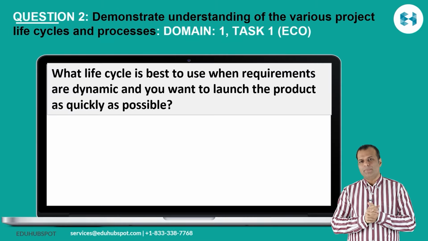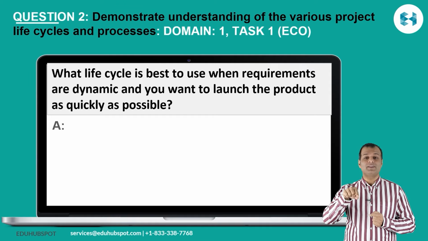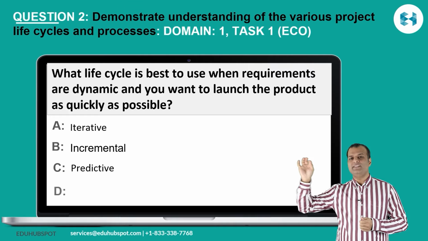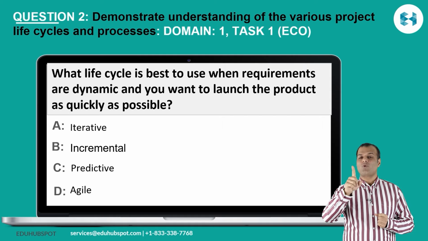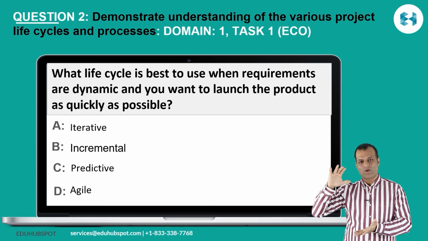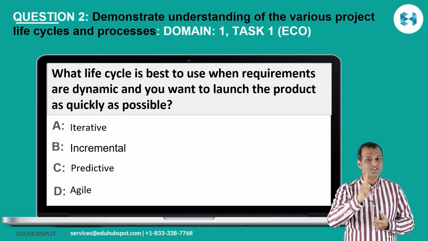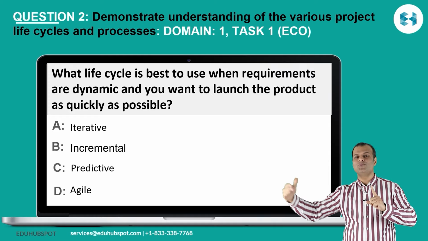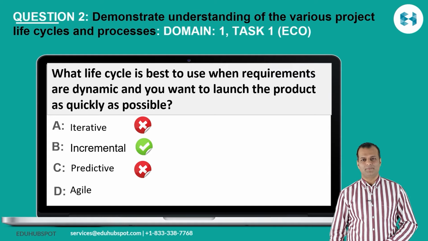What life cycle is best when the requirements are dynamic and you want to launch the product as quickly as possible? Okay, so the keyword over here is launch as quickly as possible. If you remember, launching quickly means incremental life cycle. The keyword for iterative was quality, quality, quality. Deliver it as one single product, one single unit. The apartment building was one single unit, but focusing on the quality. Incremental, competition came into the picture, so now I want to do it at a much quicker rate. So the correct answer is B as in incremental.